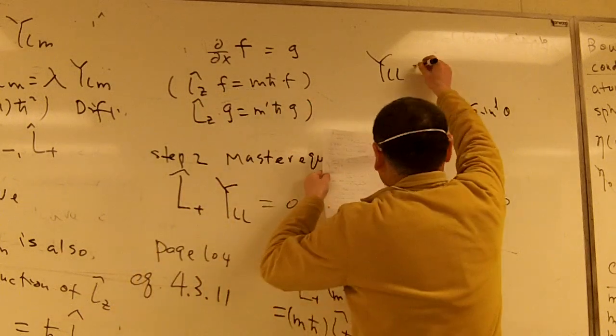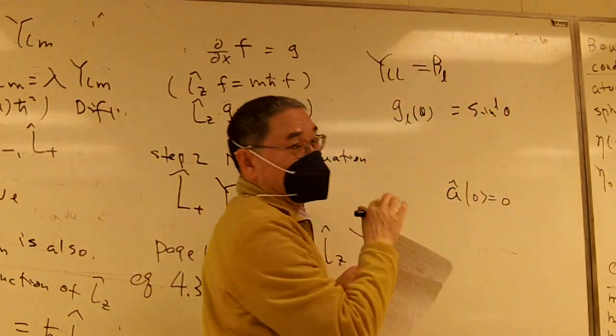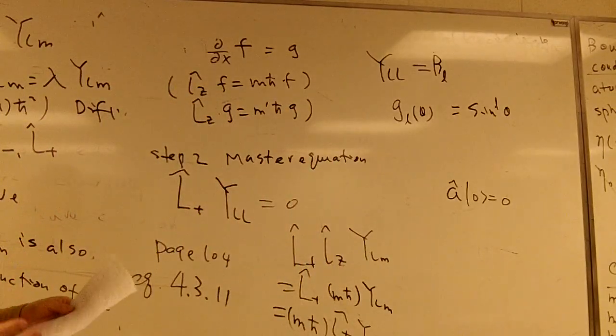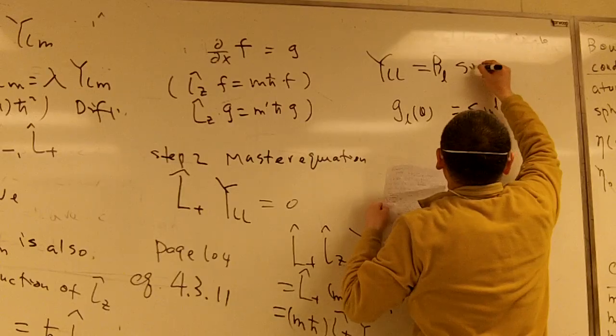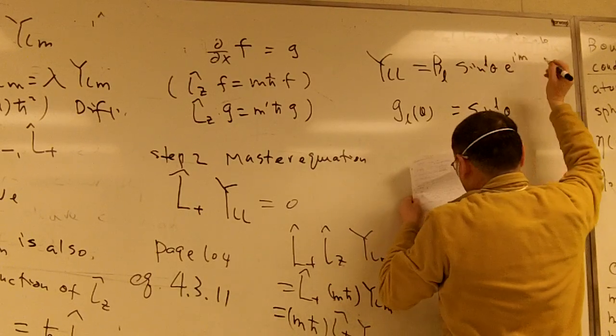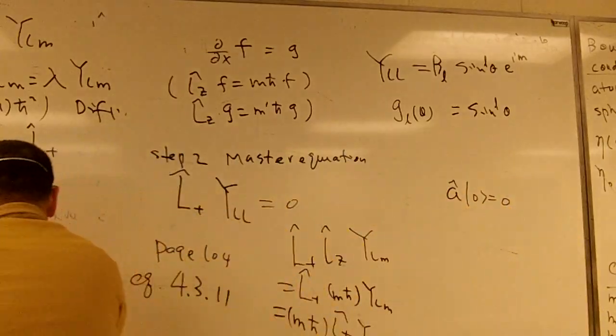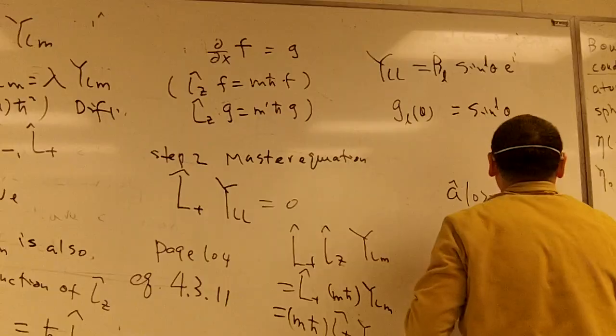Let me write this down entirely. Now we don't know the coefficient of this particular function, so I just use B_l to represent that. The remaining part will contain this part, sine to the l of theta, and e to the i m phi. This m itself actually should be l now, so e to the i l phi.